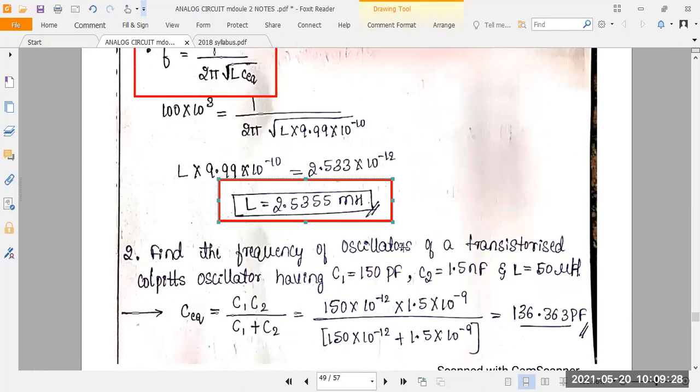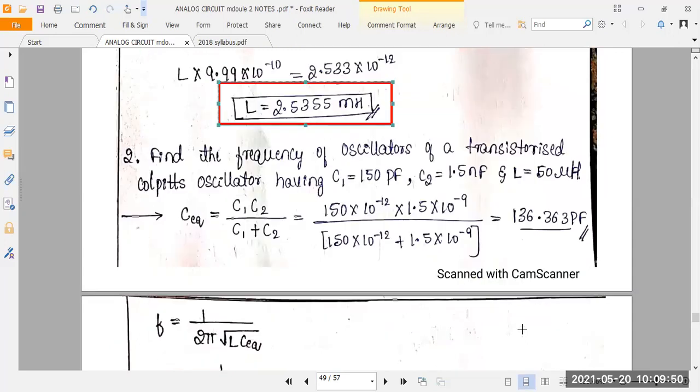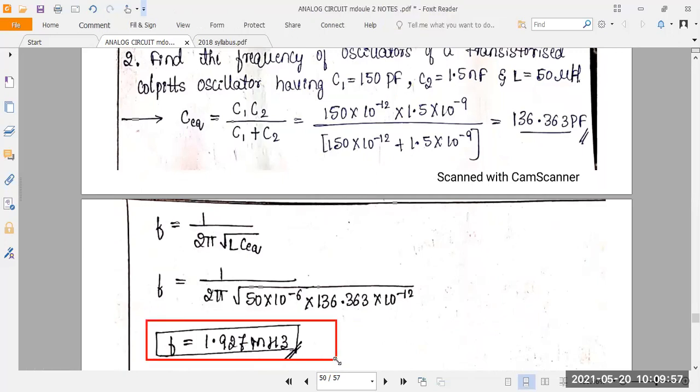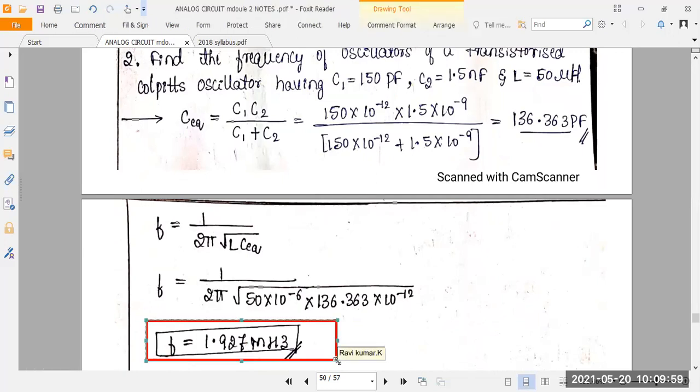Find the frequency of oscillator of transistor Colpitts oscillator having C1 equal to 150 picofarad and C2 equal to 1.5 nanofarad. L is equal to 50 microhenry. Here you have to find out the frequency. First, you find out C equivalent. We know the C1 and C2, right? So C equivalent almost you got 136.36 picofarad. Substitute here in frequency equation. L is how much here? 50 microhenry. So frequency you got now 1.927 megahertz. This is the final value for the frequency.